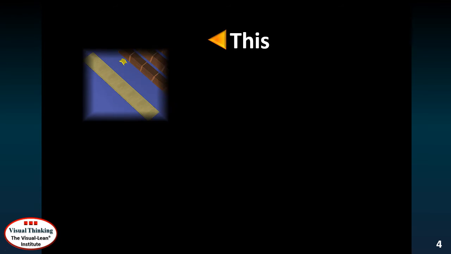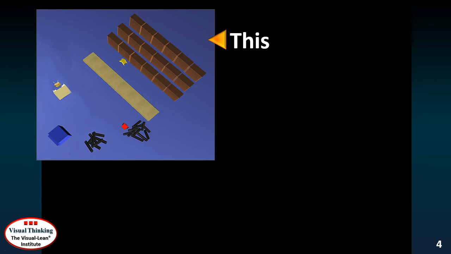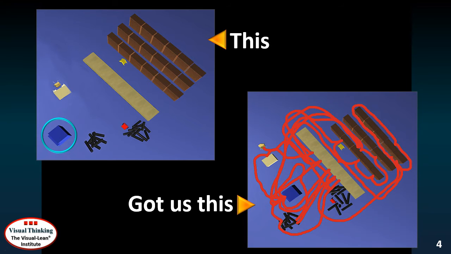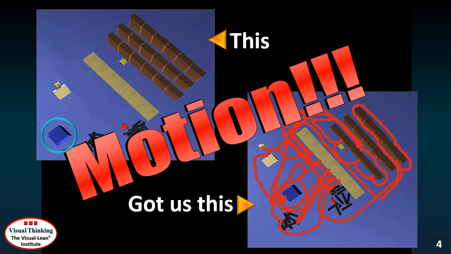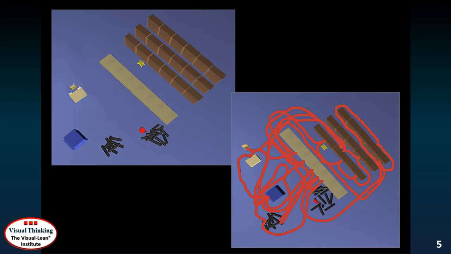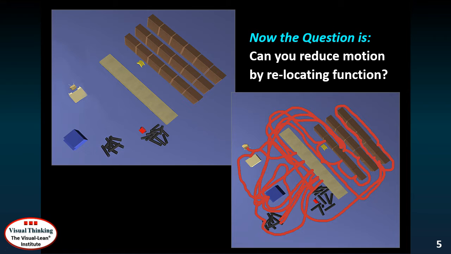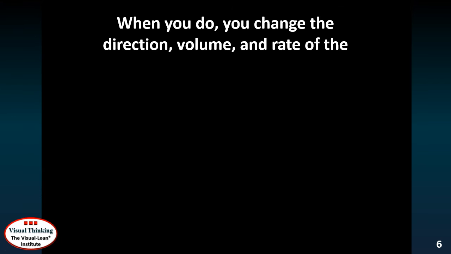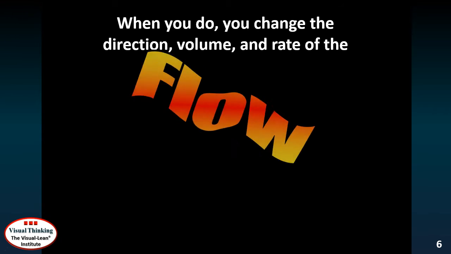Remember this? That case study area with the blue clicker machine, where the layout of function got us this, a lot of struggle, a lot of motion? As we walk through that second part of the case study, the main question will be, can you reduce motion by relocating function? Well, I'll answer that question right now. Yes, yes, yes. When you do, you change the direction, the volume, and rate of the flow.